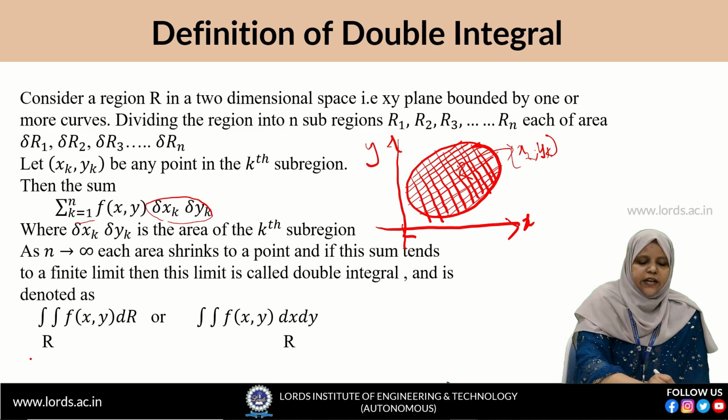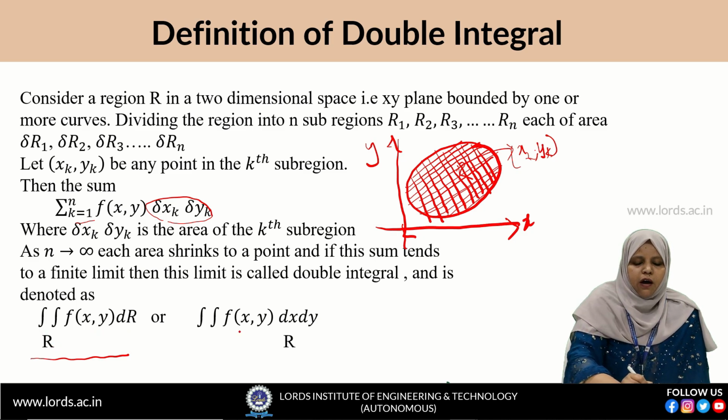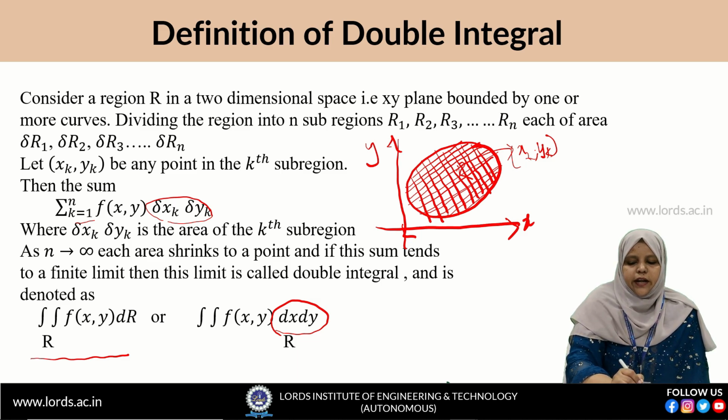And it is denoted as double integral over the region R of f of x comma y dr, or you can write it as double integral f of x comma y dx dy over the region R. Since we are evaluating it in the xy plane, we write it as dx dy. Okay, so this is the definition of a double integral.